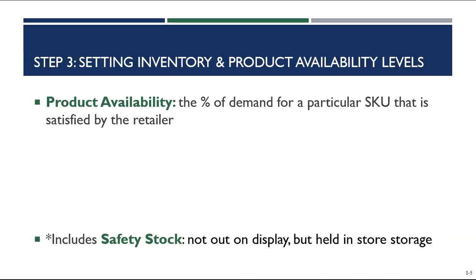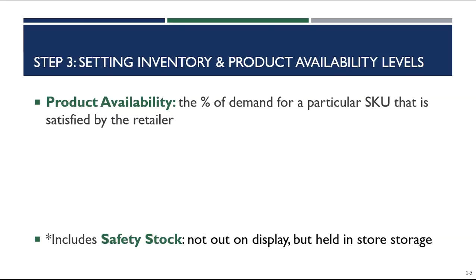So when you are working through setting your inventory and you've worked to determine how you're going to avoid breaking sizes, this is when you actually start to set product availability levels. Now, product availability is a percentage, and it's defined as the percentage of demand for a particular SKU that can be satisfied by the retailer.